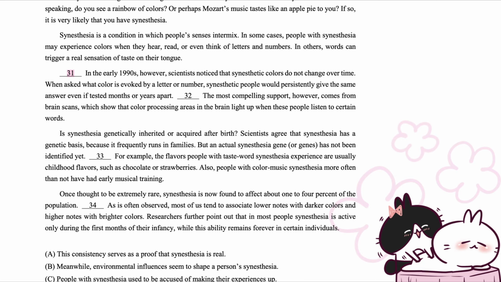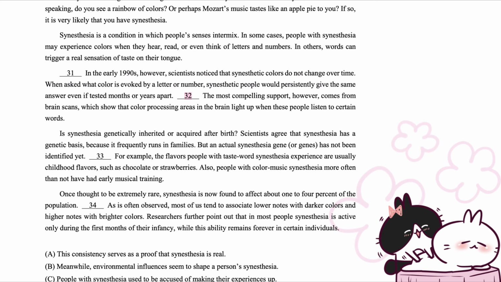People with synesthesia used to be accused of making their experiences up. In the early 1990s, however, scientists noticed that synesthetic colors do not change over time. When asked what color is evoked by a letter or number, synesthetic people would persistently give the same answer even if tested months or years apart.